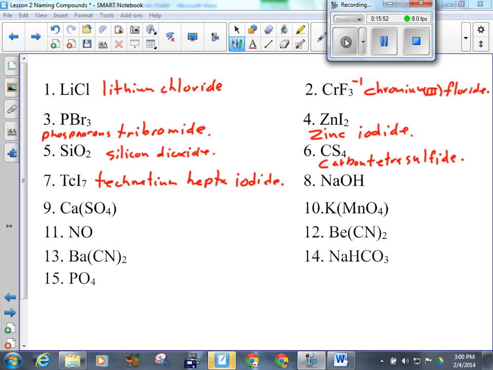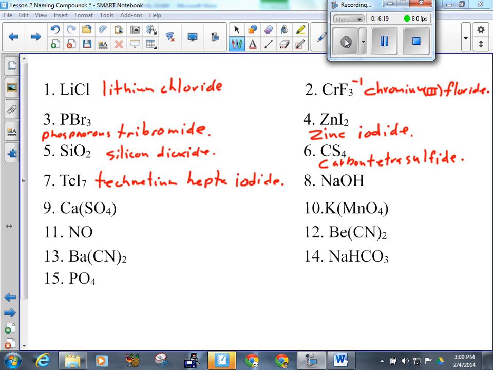Okay, number 8's your first one that has a polyatomic ion in it. If it has a polyatomic ion in it, it's what kind of compound? Ionic or molecular? Ionic. If it has a polyatomic ion, it's an ionic compound. Just in case you were ever lost on that. If it has a polyatomic ion, it is definitely an ionic compound.